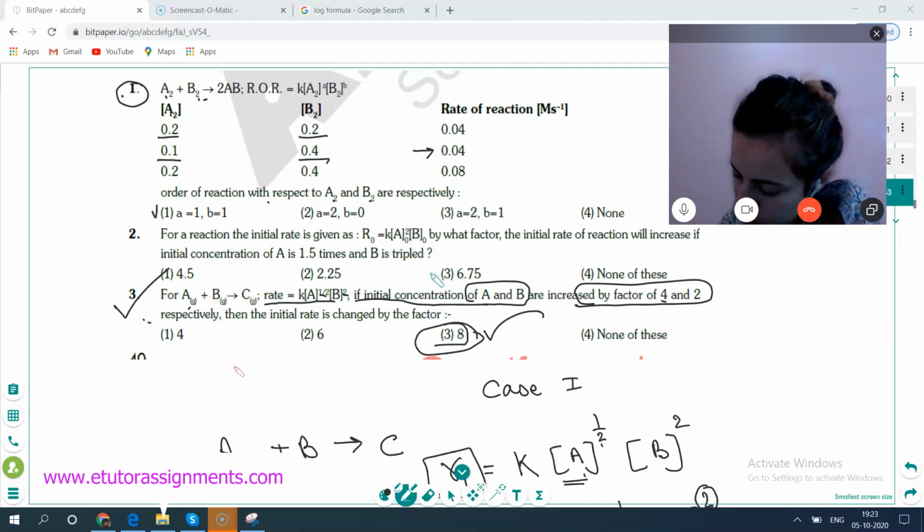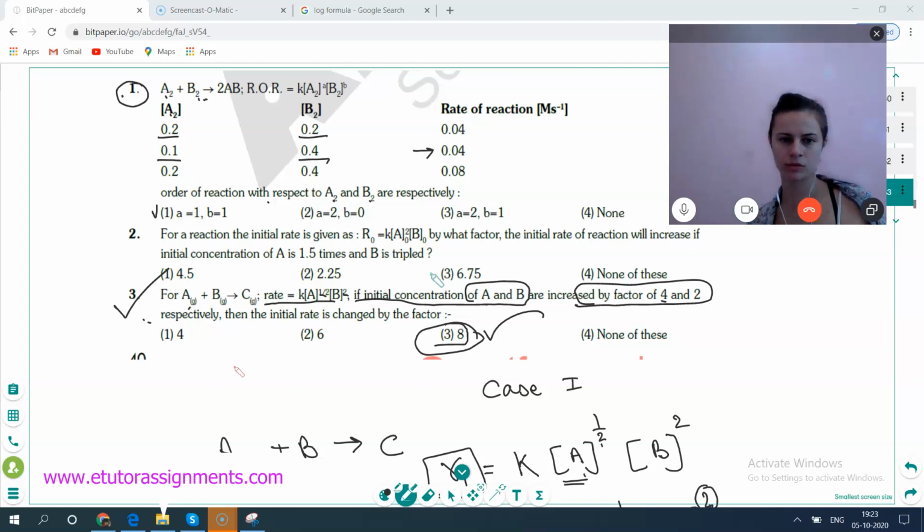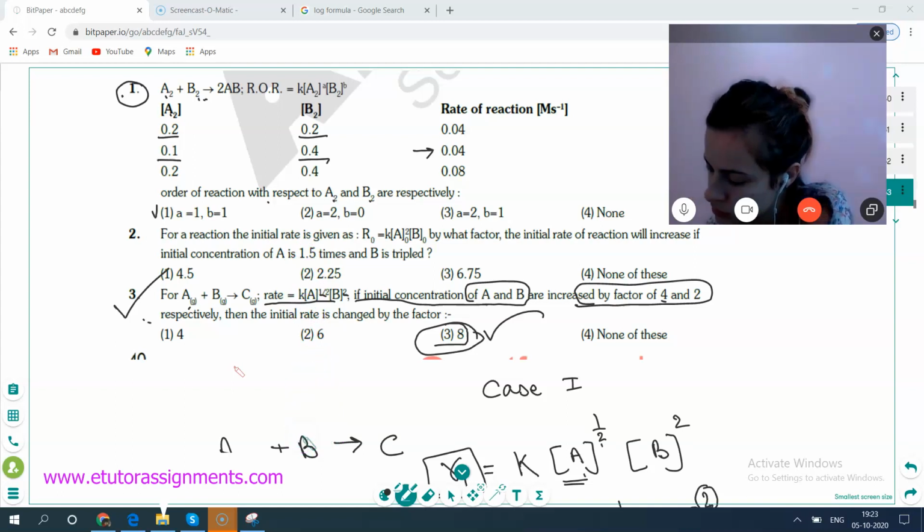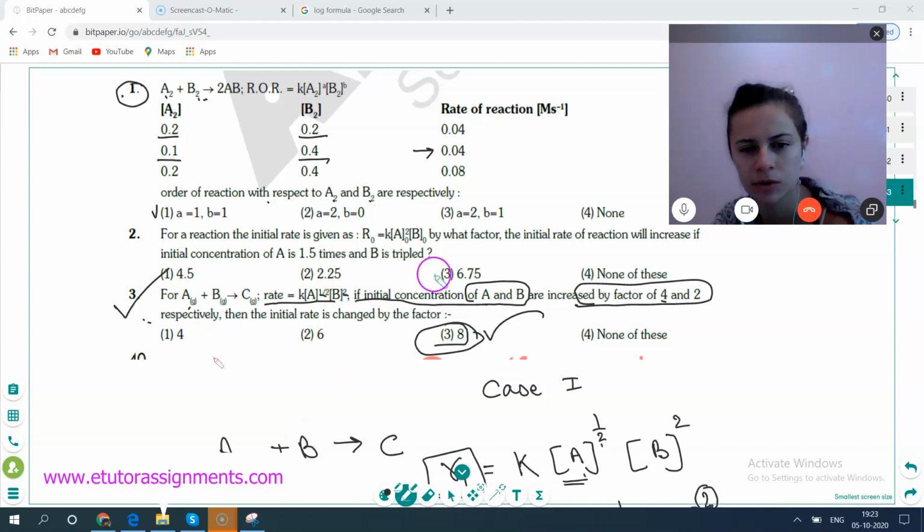So this is going to be 1.5 square is going to be 1.5 1.5 is square here, 2.25. 2.25. So it's going to be 6.75 K. So it's going to be 6.75 R0. 6.75, this one.